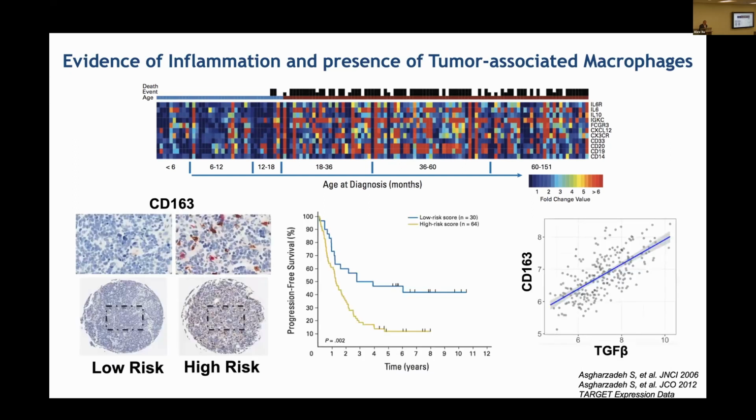So when we looked at this a little further, we found out that the kids who are older with this particular metastatic disease, these are all children with metastatic disease here, the tumors are filled with macrophages. And after you took basically a signature of some tumor features as well as this inflammation signature, which was related to macrophages, the ones that had this inflammation signature did really poorly. And there was a direct correlation from our data from gene expression, the TARGET data set, comparing TGF beta and CD163, which is a marker of macrophages.